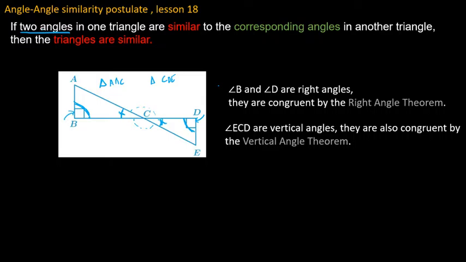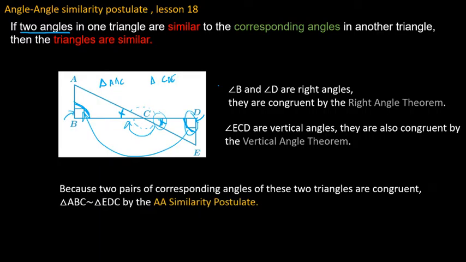So I've got two angles in one triangle, and I know that they are congruent or similar to their corresponding angles in the other triangle, which means that yes, I do have enough information to say that these triangles are similar. Notice that it wasn't based on what I knew about this similarity postulate alone. I also had to have knowledge of the right angle theorem. I also had to have knowledge of the vertical angle theorem.